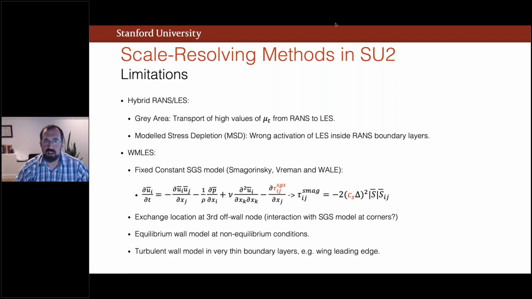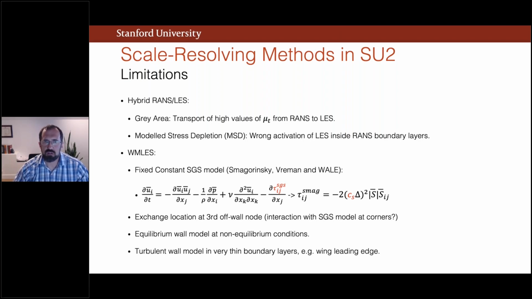On the wall modeled LES side, limitations can occur with the SGS model, of course, which contains empirical constants. But in general, we've seen pretty good performance from the Vreman and WALE models, which are wall adapting. But of course, there are always situations that could arise where these models might break down or not give good results. Other possible issues with the wall modeled LES can occur in very complex geometries where the user specified exchange location may fall outside of the numerical domain, for example, in cases with sharp corners.